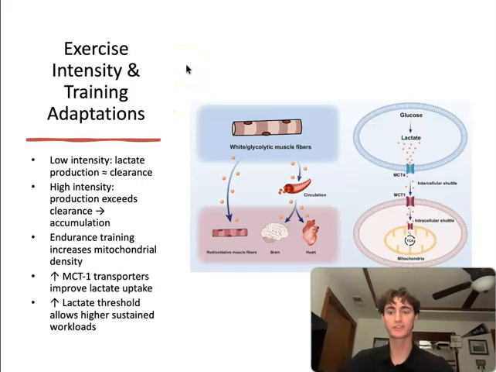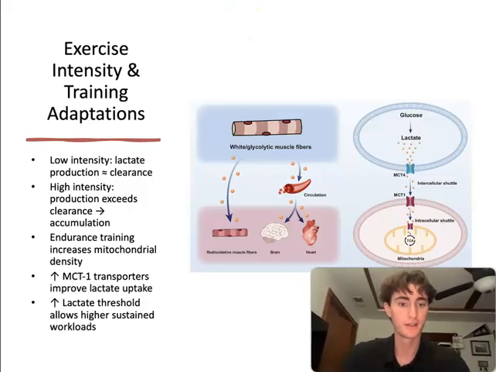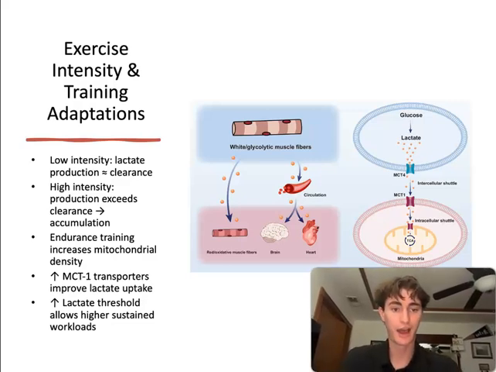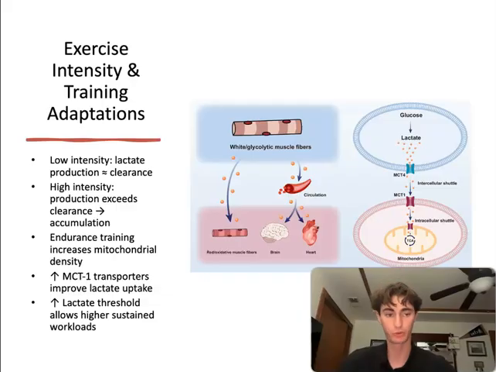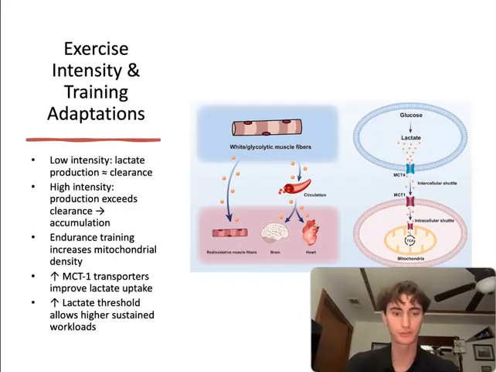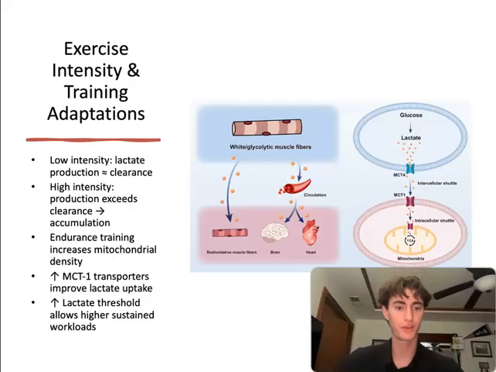As for exercise intensity and training adaptations, this diagram shows how lactate produced during higher intensity exercise is transported and reused, and how training improves this process. So as exercise intensity increases, ATP demands rise. Glycolysis speeds up, especially in fast twitch muscle fibers. So more pyruvate is converted to lactate to regenerate the NAD+ and sustain the ATP production.